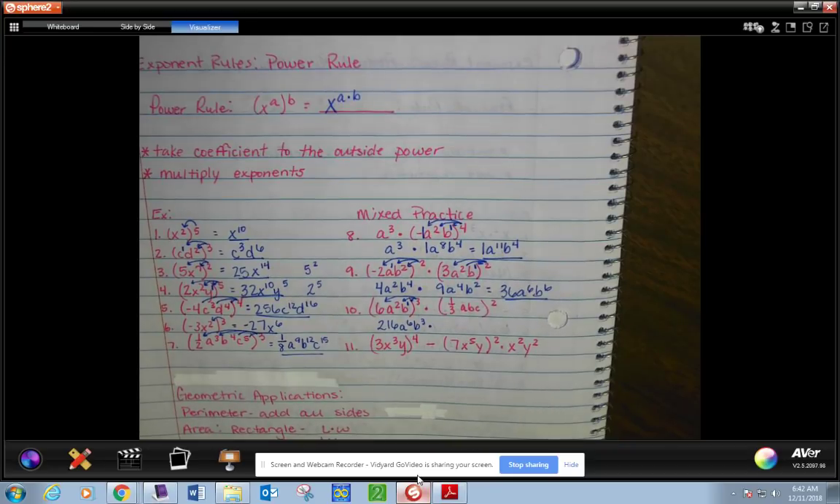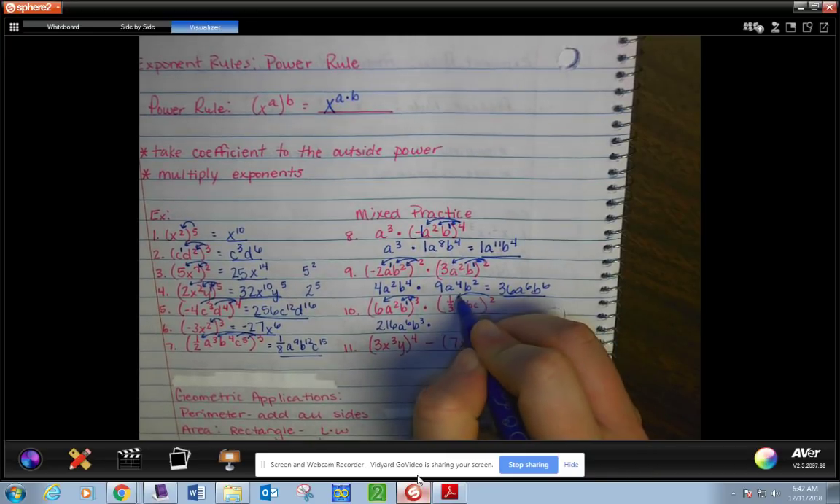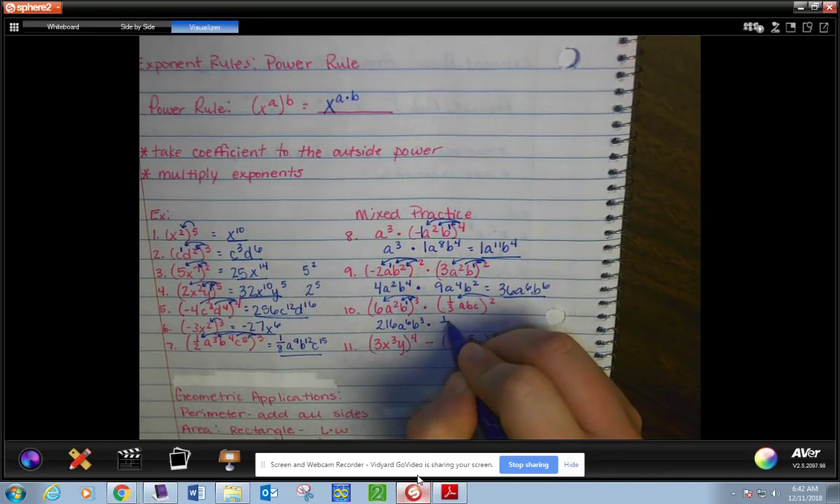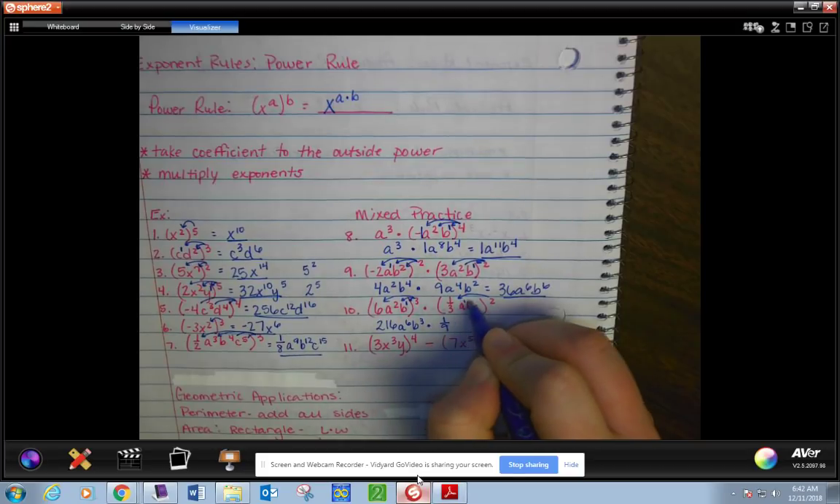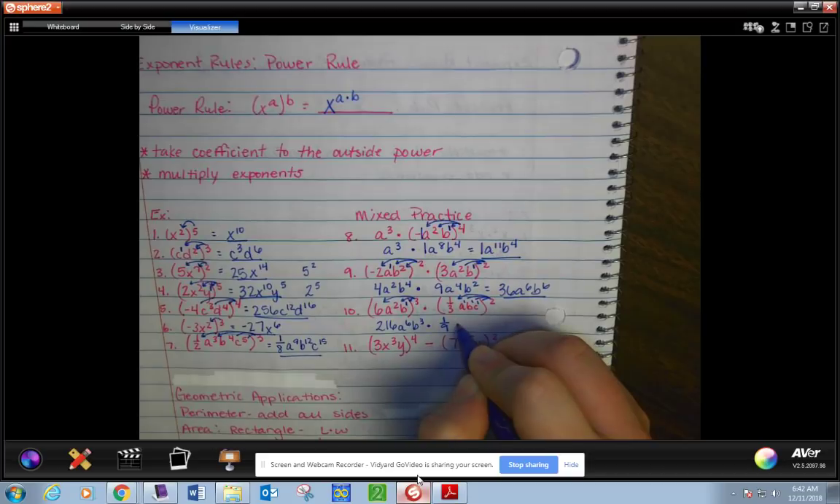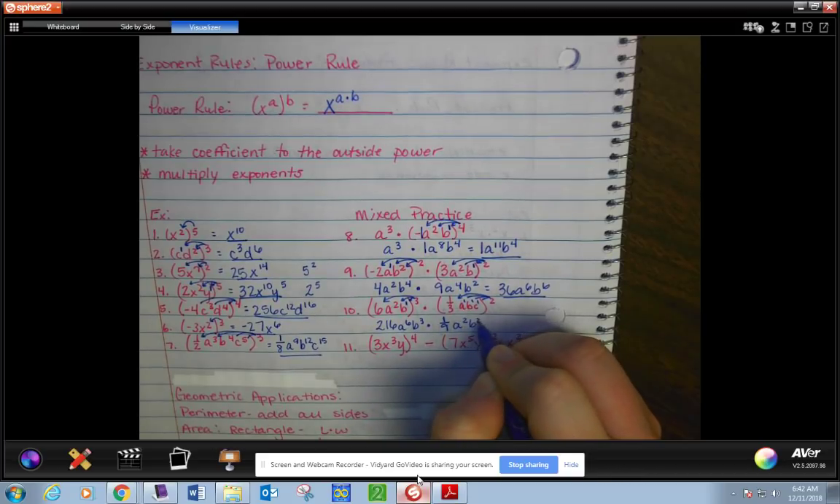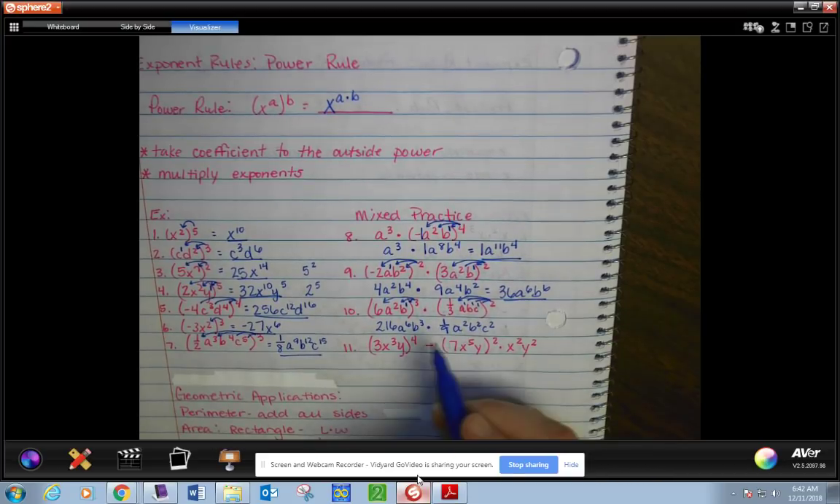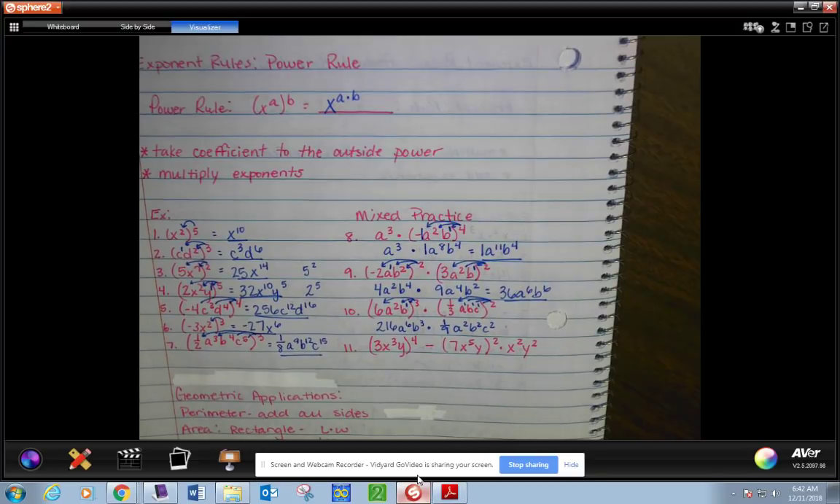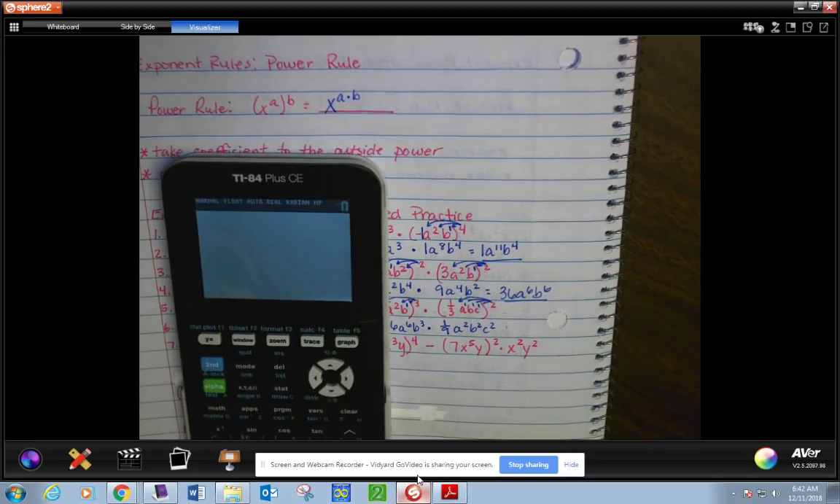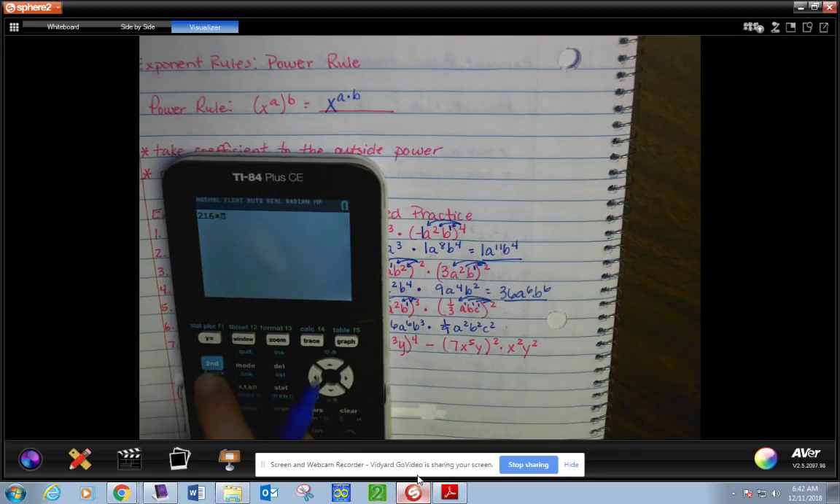Bring down your times sign, and now we're doing 1/3 squared. Well, 1/3 squared is 1/9. Now, a, b, and c all have 1, so you're multiplying them each by 2. So it becomes a squared, b squared, c squared. Now it's a multiplication problem, so you're going to do 216 times 1/9. You're more than welcome to use your calculator. So 216 times 1/9, and you get 24.